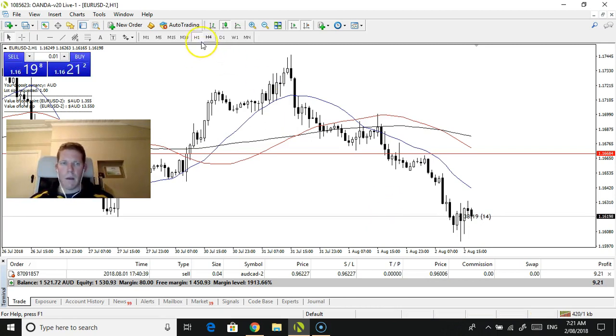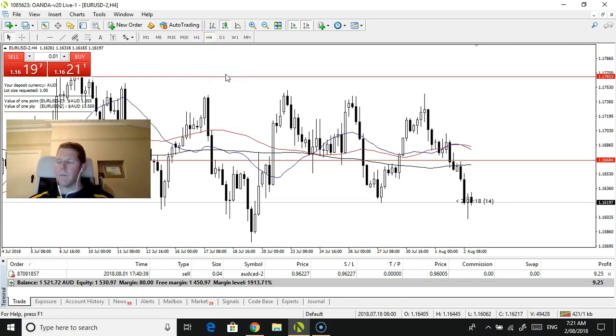Go to the 4 hour. I'm just going to sip the tea. Creme brulee tea from T2.